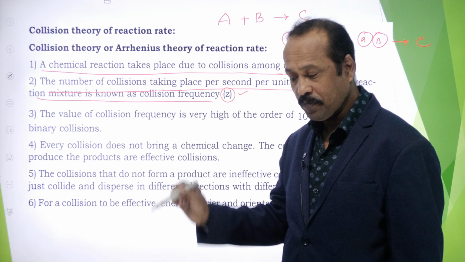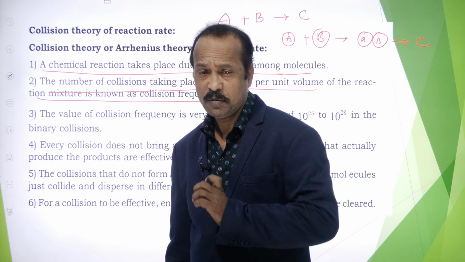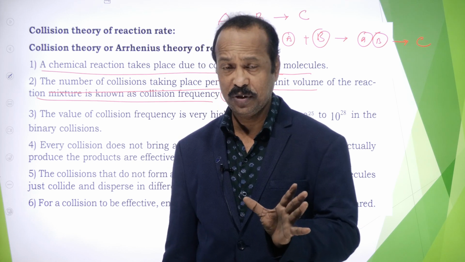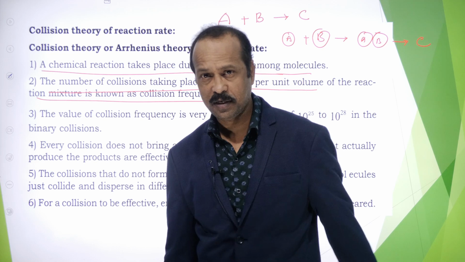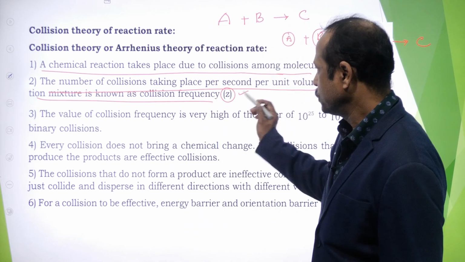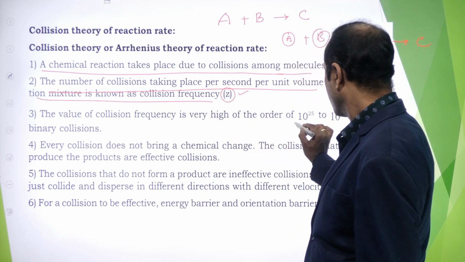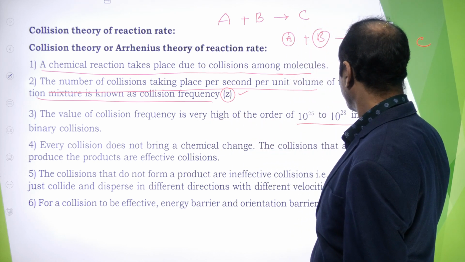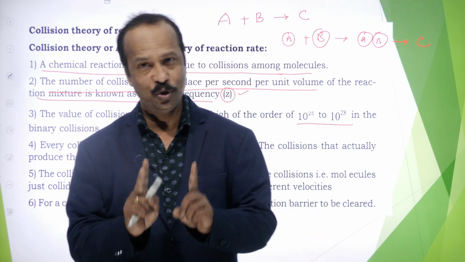In the next term, we have one equation. There will be derivations also, but we are not going to discuss the derivation, students. We will discuss only the formula and this concept. Now, the value of collision frequency is very high, in the order of 10 to the power of 5 to 10 to the power of 28 in binary collisions. Binary means two.